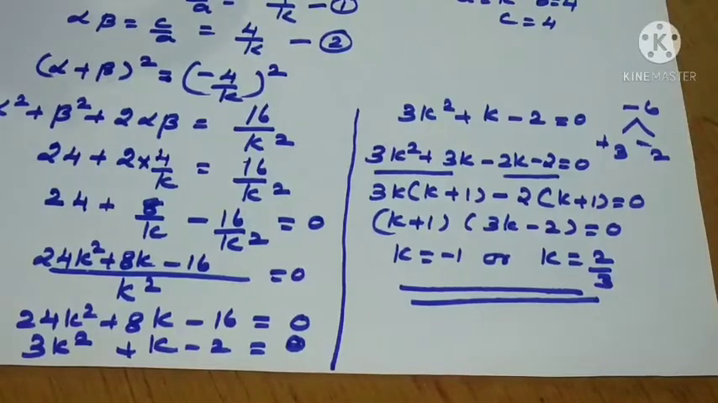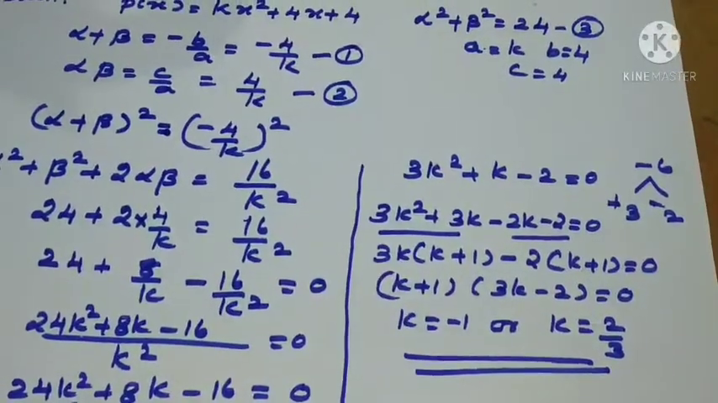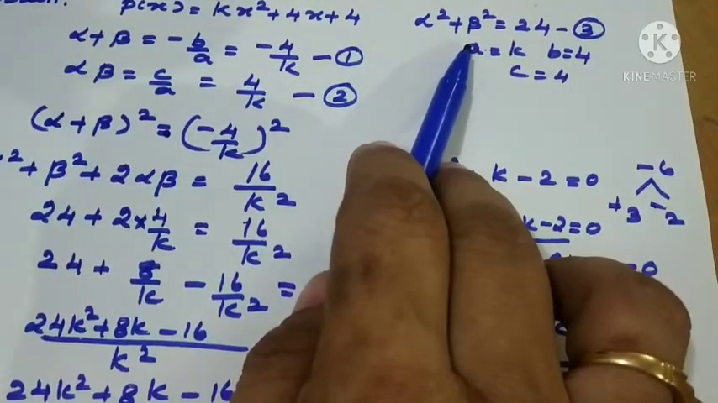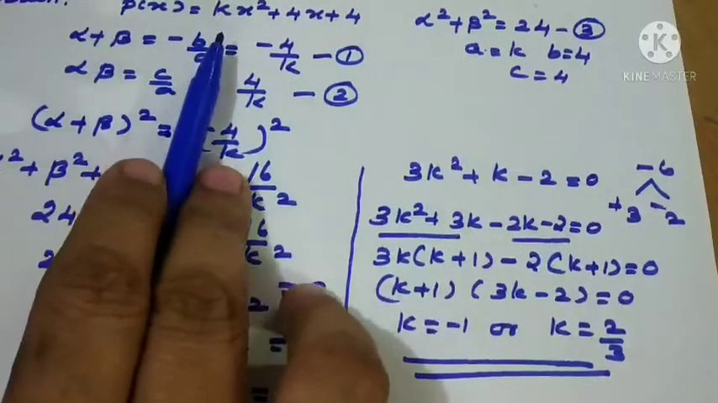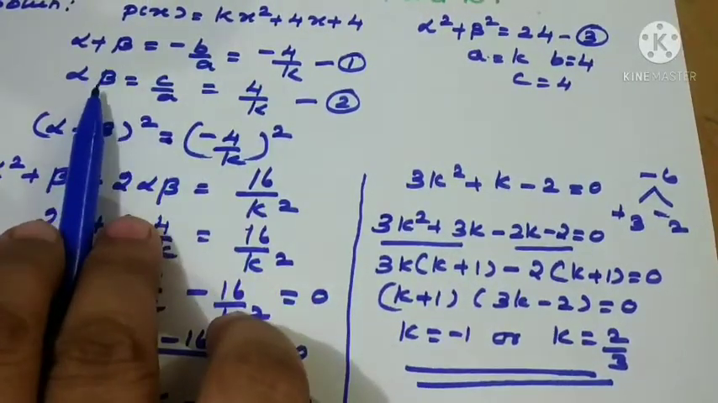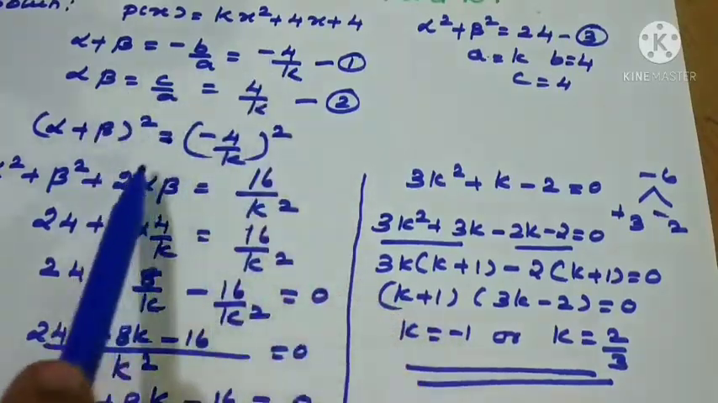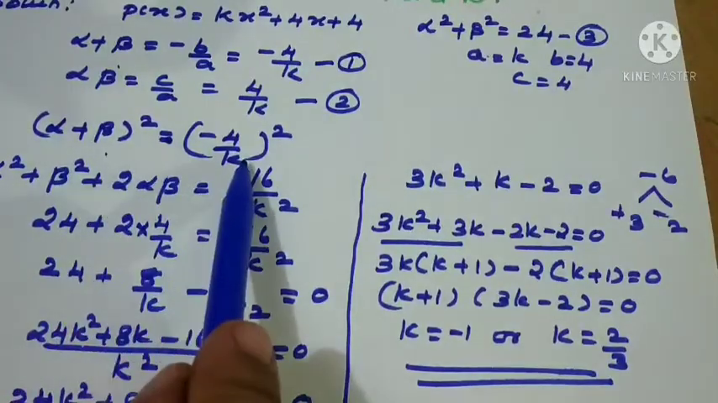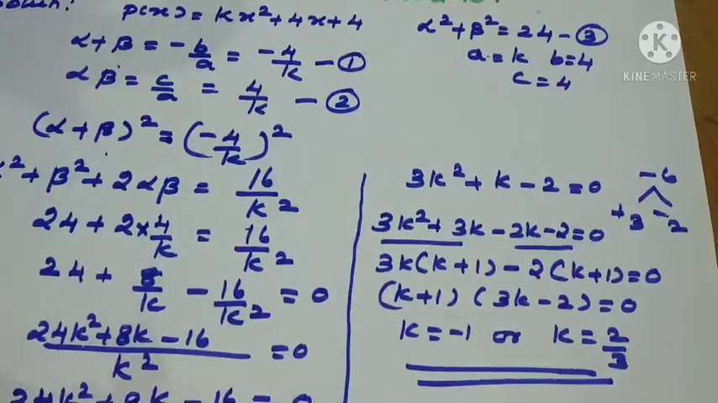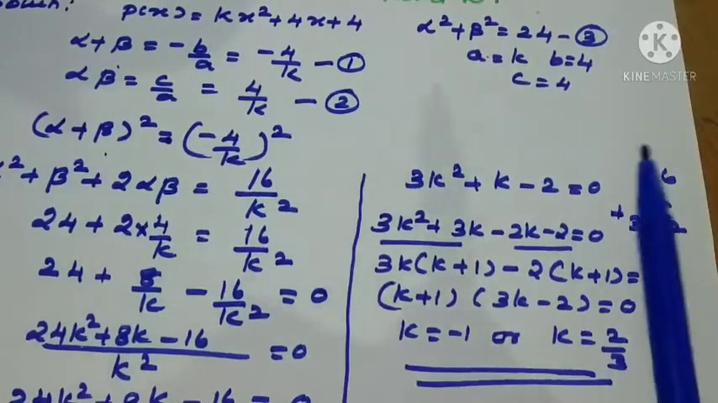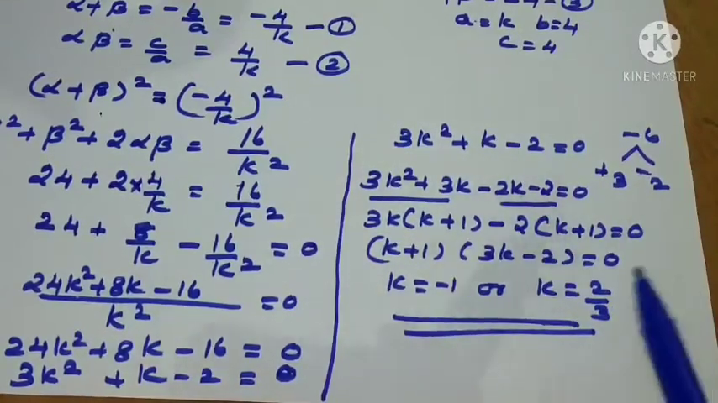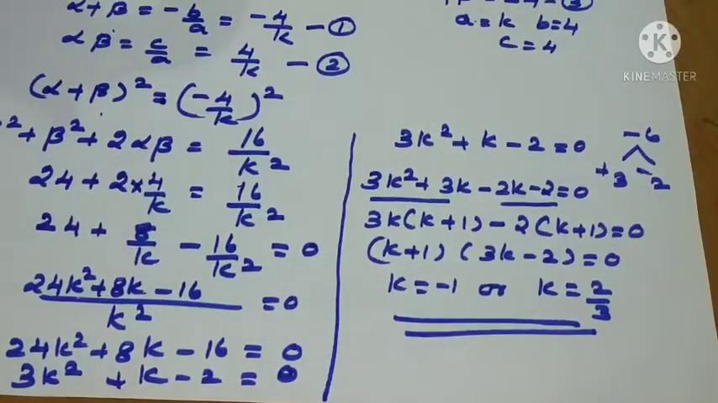So such type of questions you may find difficult, but once you know the formula it will be easy. In this question, alpha square plus beta square is additionally given, and from the quadratic we can write what alpha plus beta and alpha beta are. Since a square is there, we are squaring the first equation. Alpha plus beta whole square equal to minus 4 by k whole square, expanding, and we got a quadratic equation which is 3k square plus k minus 2. Now splitting the middle term we have used, and k got two values. One is minus 1, another one is 2 by 3.